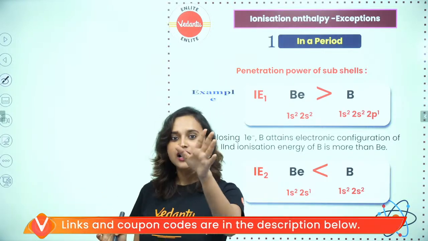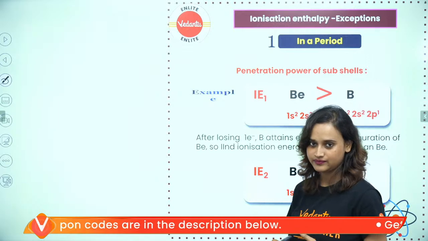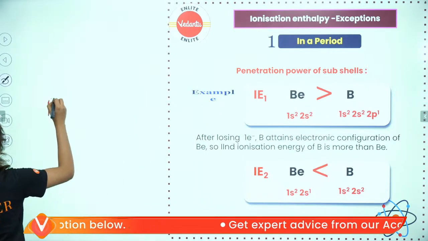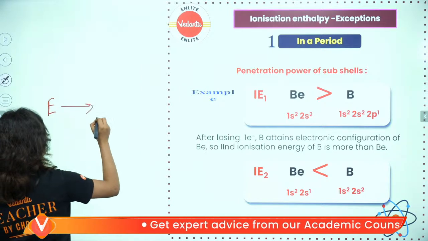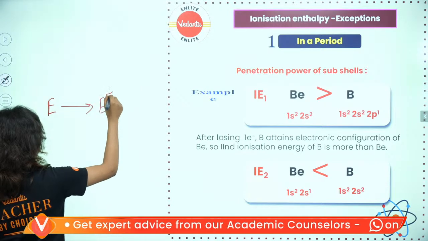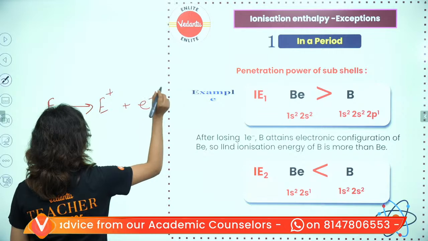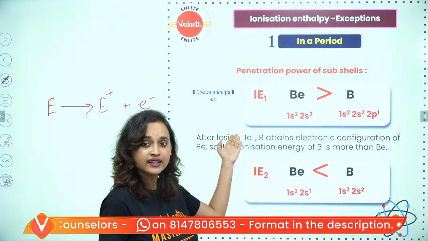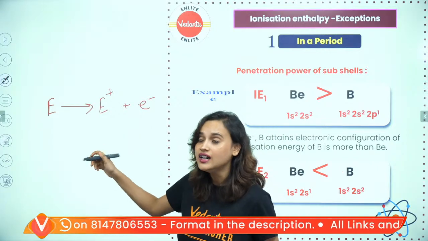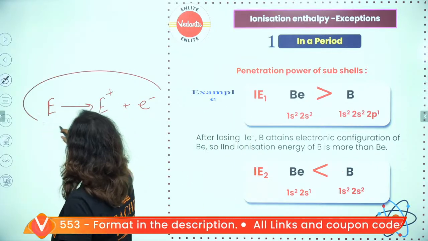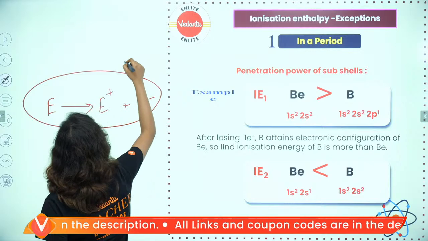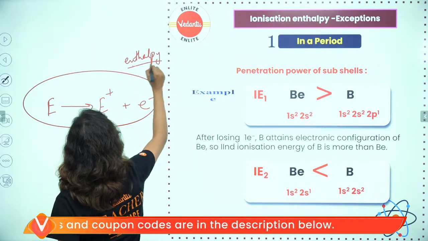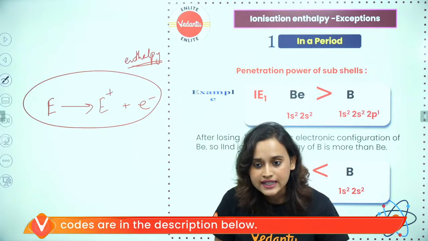What if I take it as a reaction? Let's say that it is E. From E, I have to make it E positive. That means I'm taking out one electron. If I consider this as a reaction, that's when I will require the ionization enthalpy.